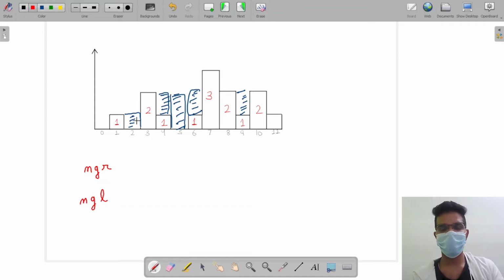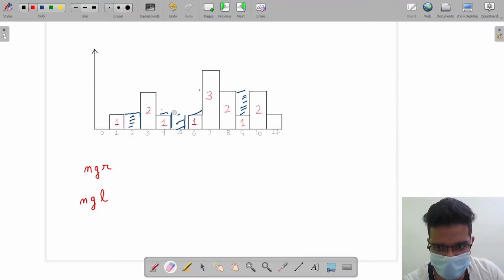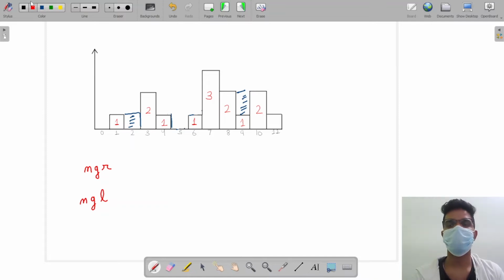But I want to show you what we are going to exactly do here. So let's talk. Okay, let me erase it. Then you will understand it better. Stay with me, okay? It might be a little bit confusing right now, but you will eventually understand what I'm trying to say. So in the largest area histogram 2 question, we used to compute next greater right and next greater left.